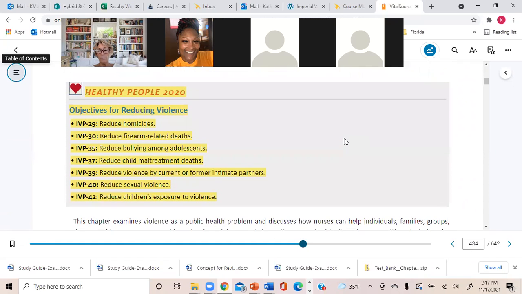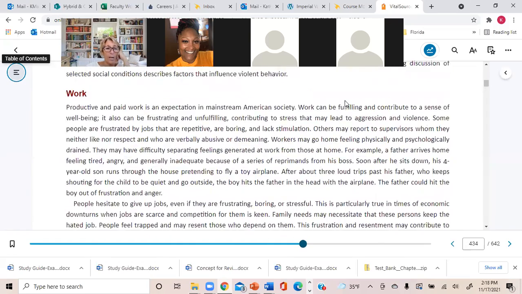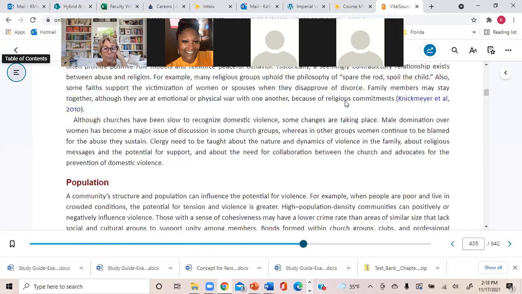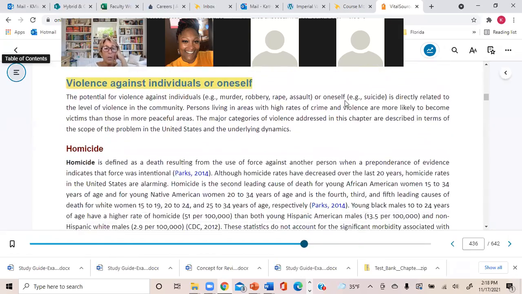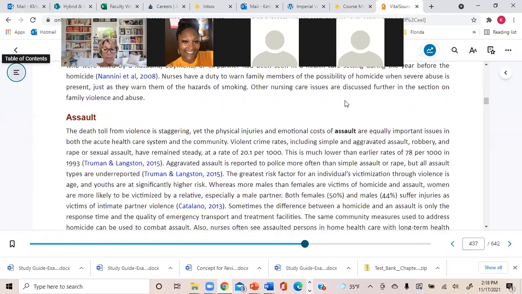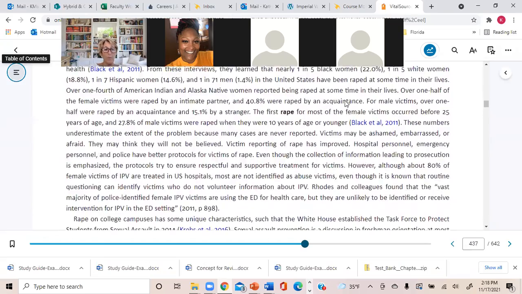Healthy People 2020. Excellent list of objectives for reducing violence on page 434. Put this on a card. It all makes sense: reduce homicides, reduce bullying, reduce child maltreatment deaths, reduce sexual violence. I've got to keep moving here. Then it goes through all the sections. You can read through these: work, education, media. What kind of violence against individuals or oneself? It goes through what is a homicide, what is an assault, sexual violence and rape, and suicide.